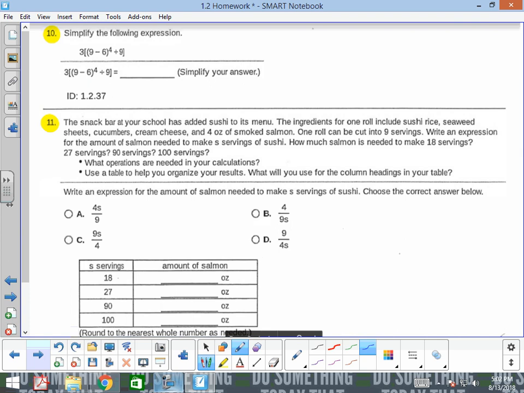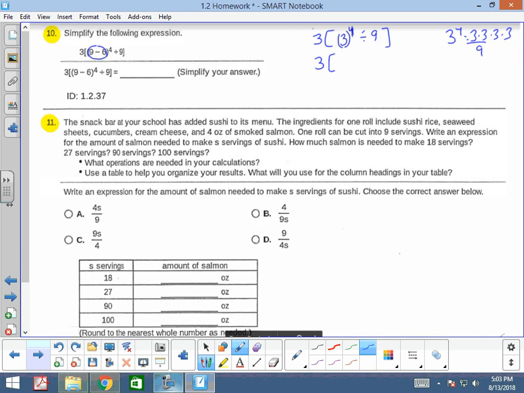Number 10. All right, so I'm going to do this one over here. So I have 3 brackets. I'm going to go ahead and do this parentheses right here. 9 minus 6 is 3. And that's 3 to the 4th power. I didn't make my 4 very good. All right, so now I need to do 3 to the 4th power. Well, 3 to the 4th power is 3 times 3 times 3 times 3. So that's 9 times 9, which is 81.